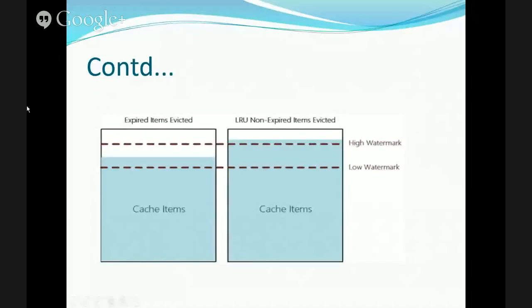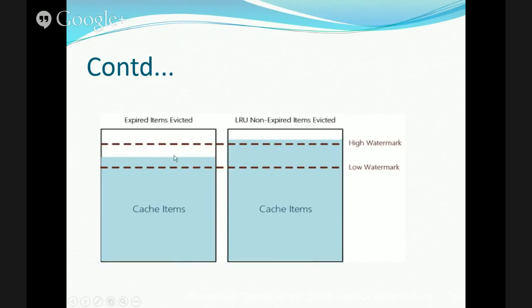This is a typical example of how an eviction takes place. This is my high watermark, which decides the highest memory that I can give for a particular server, for a particular distributed cache. What is the lowest memory I can give for a particular distributed cache? So when my cache is above the highest watermark, all the expired data will go out of the cache.